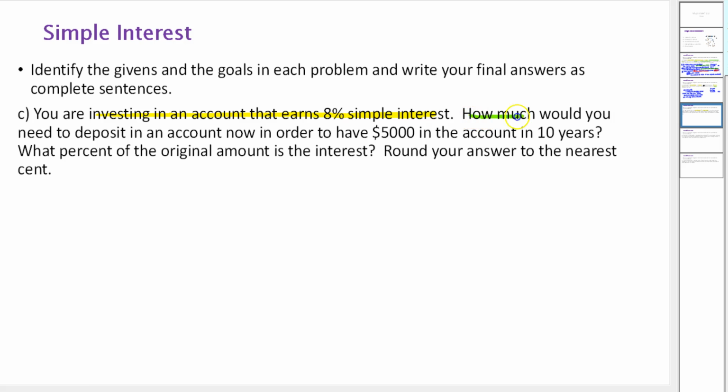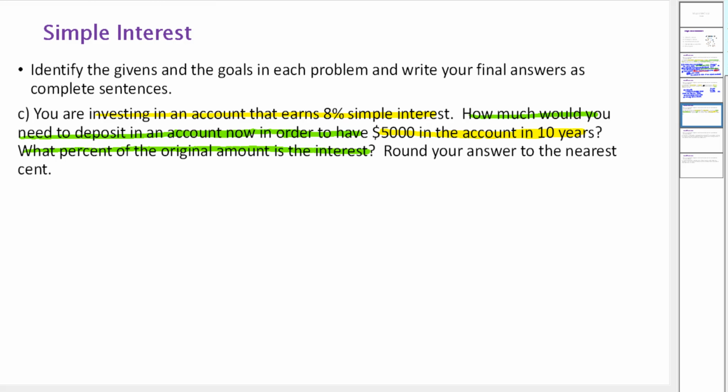So the question is, how much would you need to deposit in an account now in order to have, and notice this is given information, $5,000 in the account in 10 years. Then we're also asked, this is a question, what percent of the original amount is the interest? Round your answer to the nearest cent.